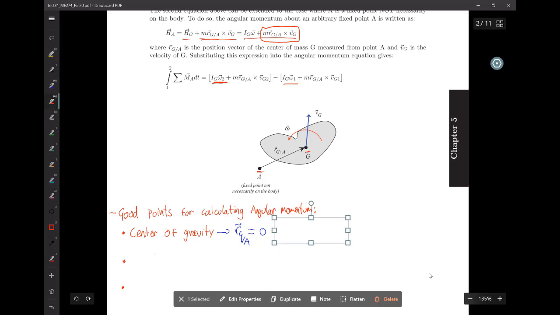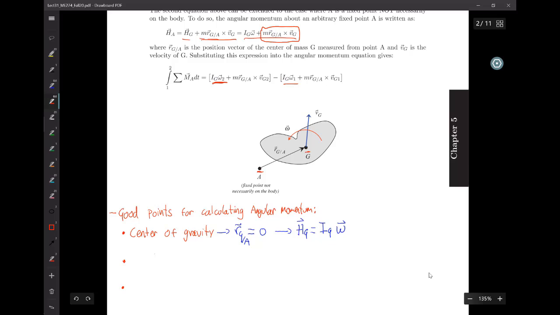Now, if you do that, of course, this second term is eliminated. But then what we need to remember is that if I calculate my momentum there, I need to calculate my moment of inertia about G, right? That's very important, that we need to be consistent with where we take moments and where we calculate our momentum, or moment of inertia, about.